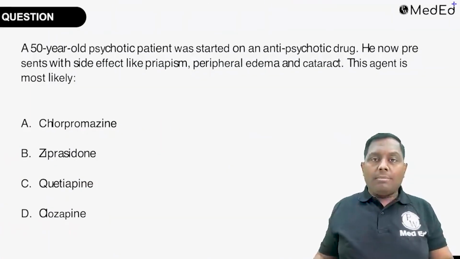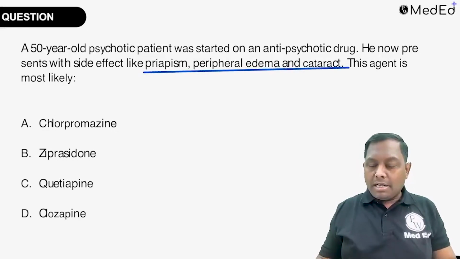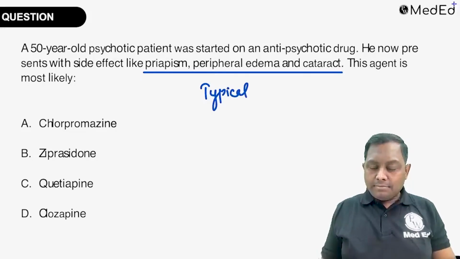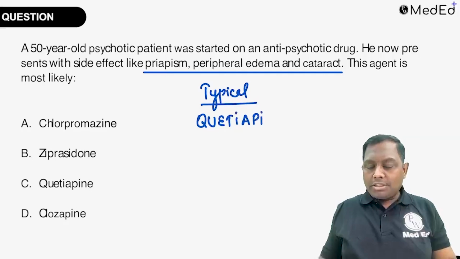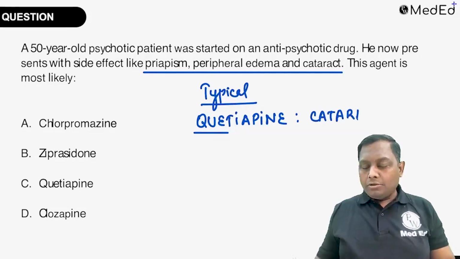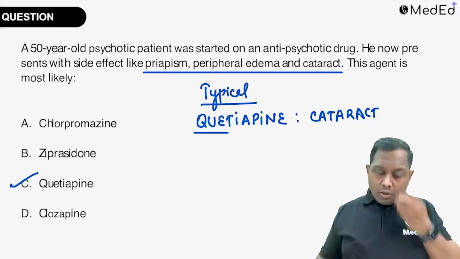A 50-year-old psychotic patient was started on an antipsychotic drug. He now presents with side effects like priapism, peripheral edema and cataract. So again, among antipsychotics there is a drug called quetiapine. And in our classes we always discuss this, that quetiapine comes in the place of a queen. It's like a queen, and a queen who was blind, a blind queen, because that queen had cataract and other side effects like priapism. Blind queen, so quetiapine is going to be the correct answer for this one.